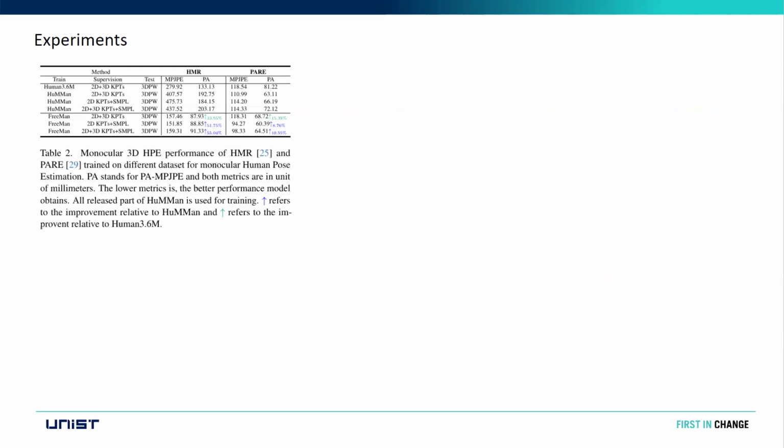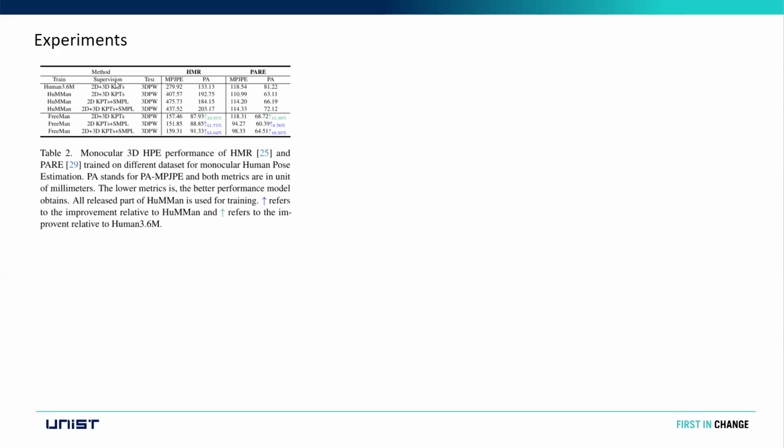First, we come to the monocular 3D human pose estimation performance. They use two state-of-the-art models, HMR and PARE. They first train on the existing datasets, Human3.6M and others, and they use a variety of supervision, such as 3D keypoints, SMPL, and so on. And they test on 3DPW, the existing dataset.